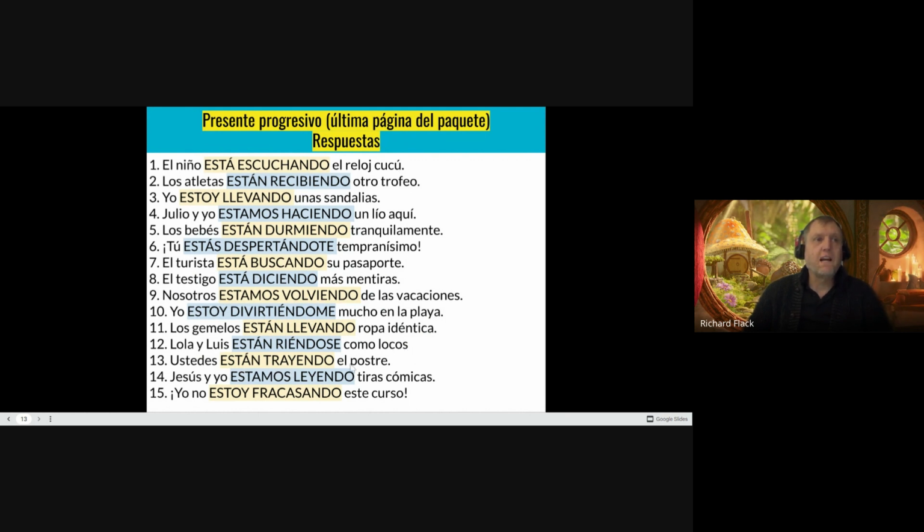Ustedes están trayendo el postre. Traer ends in a vowel, so we had to put yendo instead of iendo. They are bringing dessert. Jesus y yo estamos leyendo tiras cómicas. Jesus and I are reading comic strips. And yo no estoy fracasando este curso. I am not failing this course.